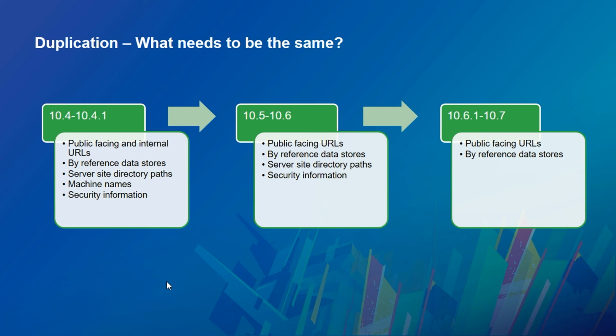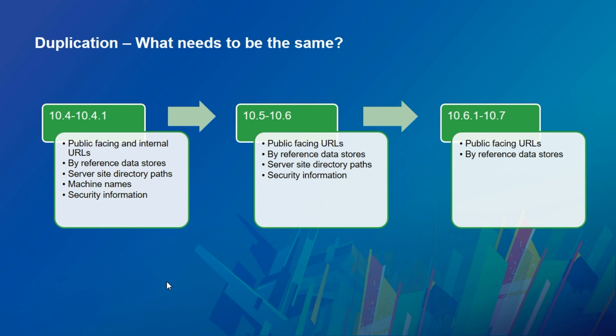This was the public-facing URLs, which really don't change throughout releases, as I mentioned before, but also reference data stores had to be the same. Server-side directory paths, machine names, and security information like proxy information. And obviously some of the bigger feedback that we got was, well, I'm not going to be able to mimic the same machine names between environments, which also corresponds to some of the internal URLs that Cherry mentioned, the private portal URL, and the admin URLs to federate.